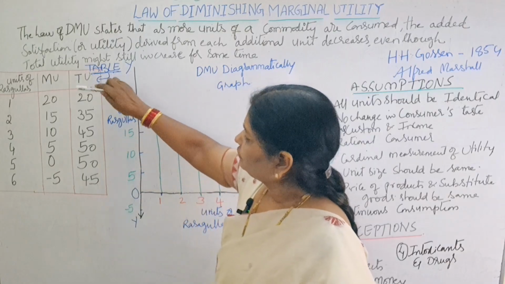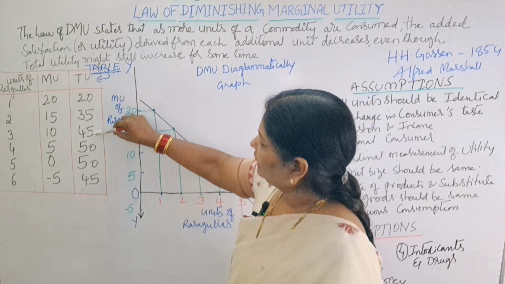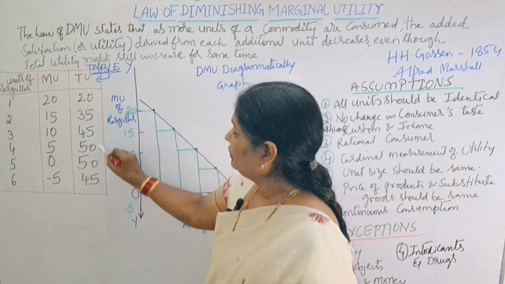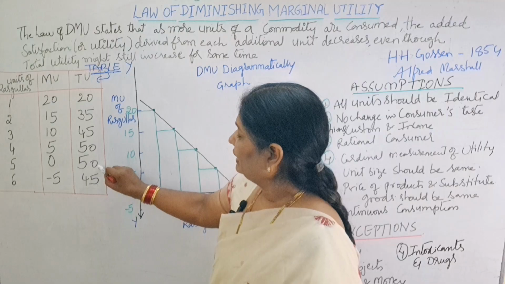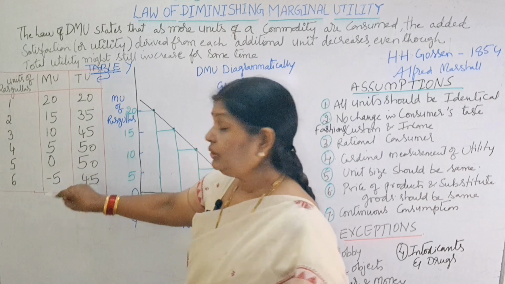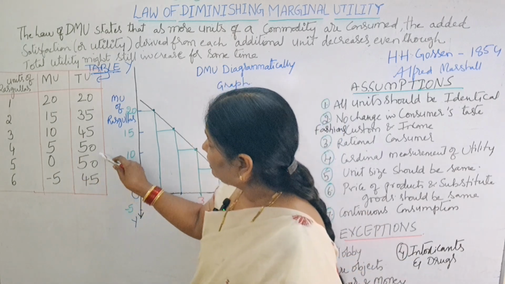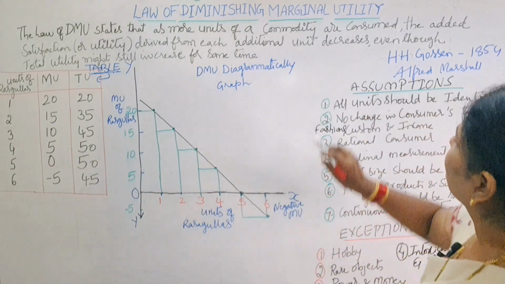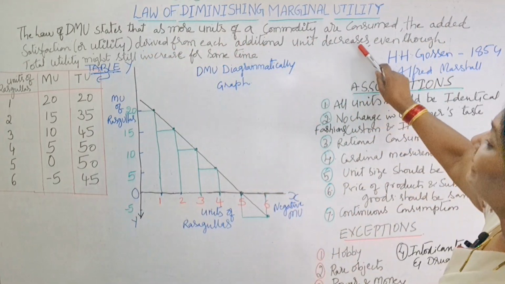See here you can observe your total utility is increasing: 20, 35, 45, 50. But when your marginal utility is 0, your total utility is constant. It means there is no increase. Here it is 50 and here also it is 50. Next, when you consume the sixth rasgulla, when you had negative satisfaction, meaning when your marginal utility is negative, your total utility is decreasing. Now you see the definition. The added satisfaction derived from each additional unit decreases.